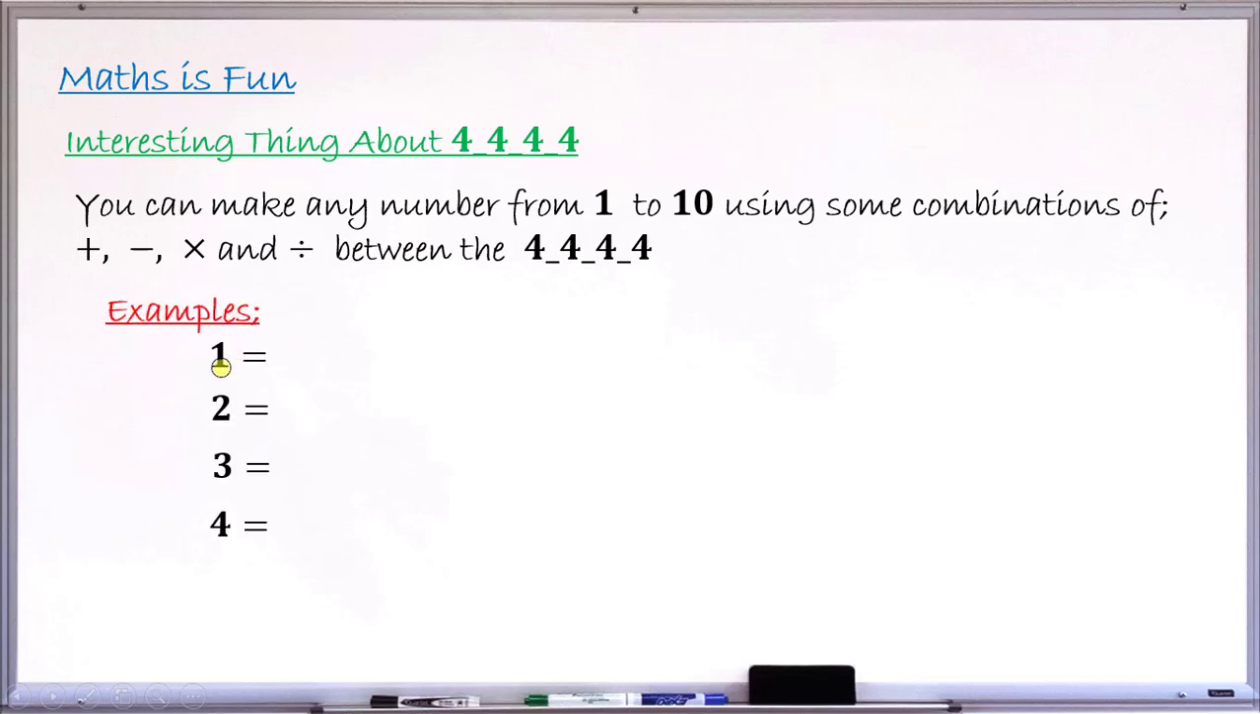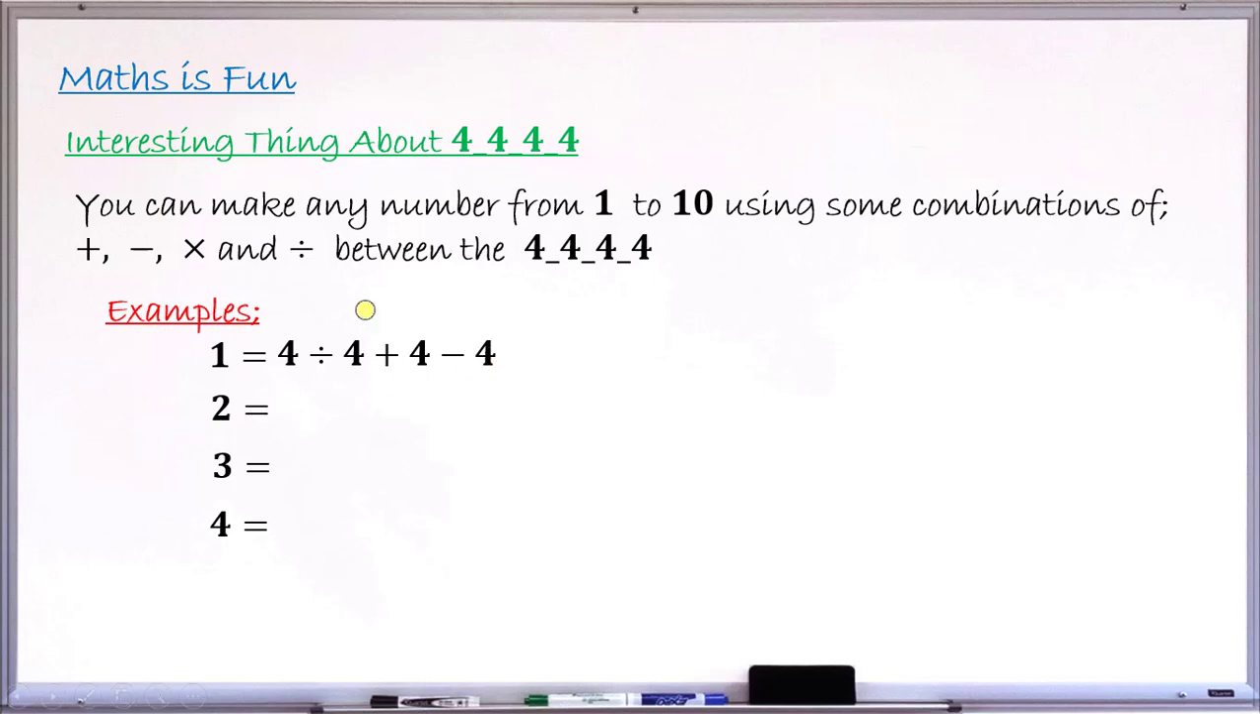If I want to make 1, I can take 4 divided by 4, add 4, minus 4. Mind you, mind the order of operations, please. So 4 divided by 4 gives you 1. That 1 added to 4, you now have 5. And 5 minus 4, you can see you have 1 in the end.